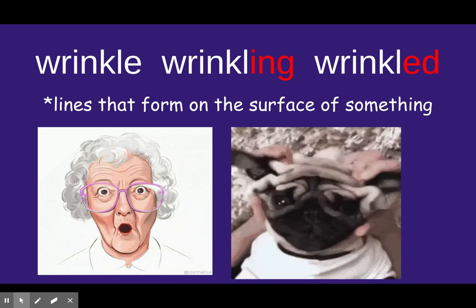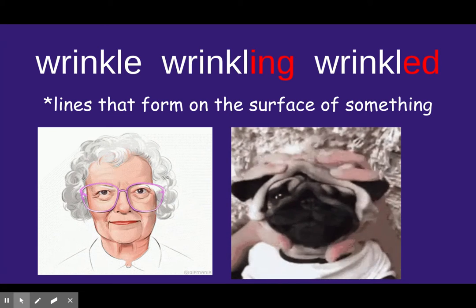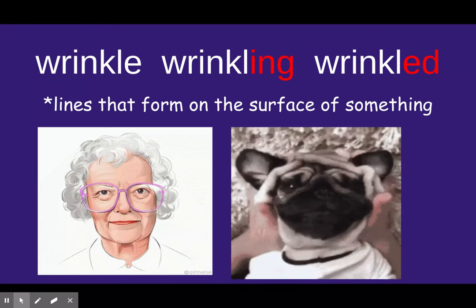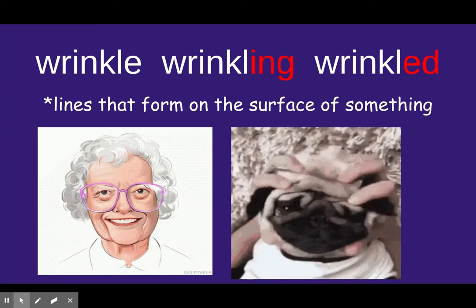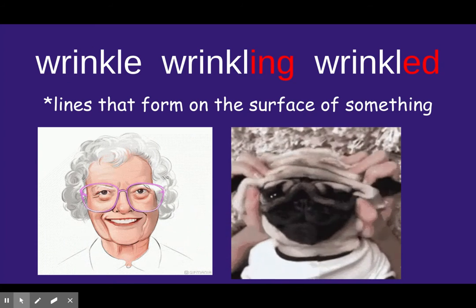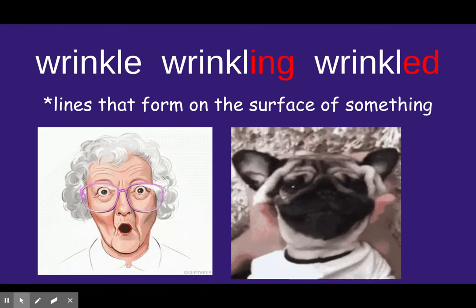That kind of dog can have lots of floppy wrinkles that come down. And they're just lines or folds that happen on the surface of something. If you notice, when that older woman is not making her mouth wide open, you don't see the wrinkles as much.